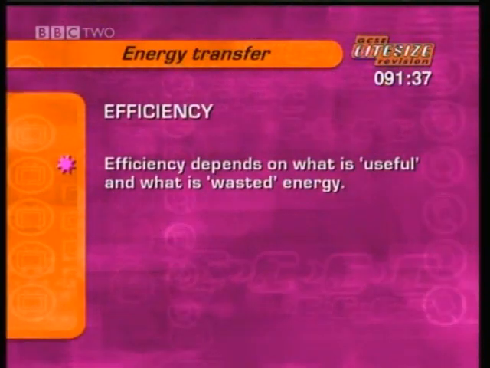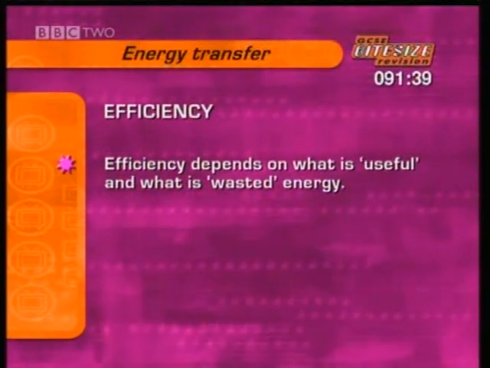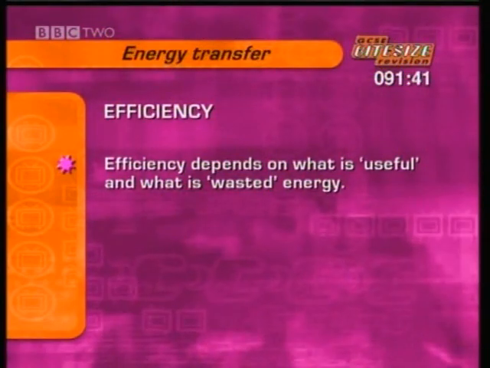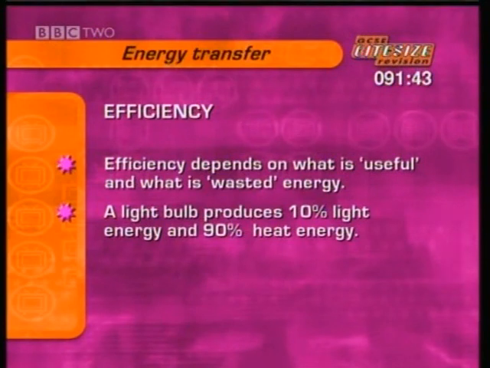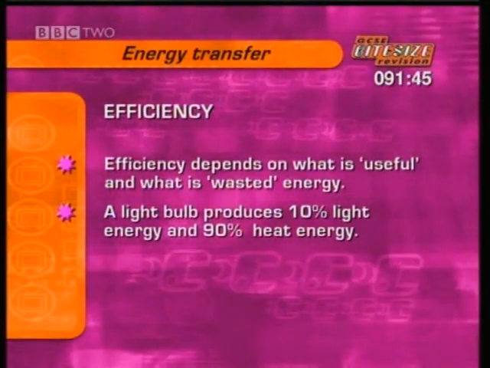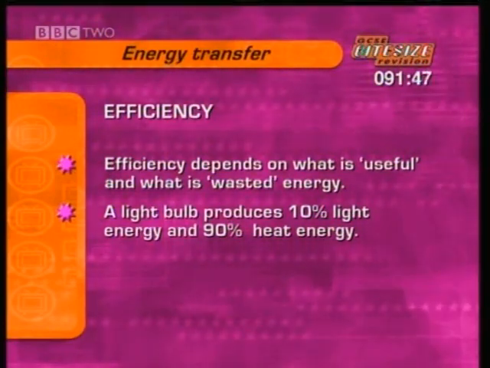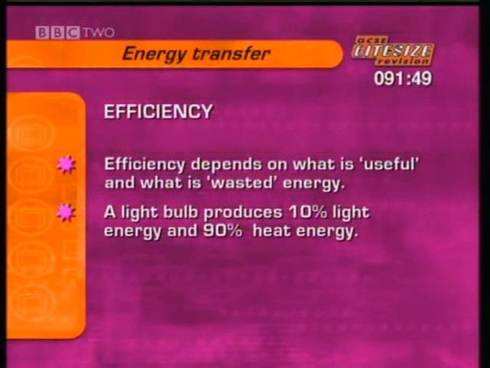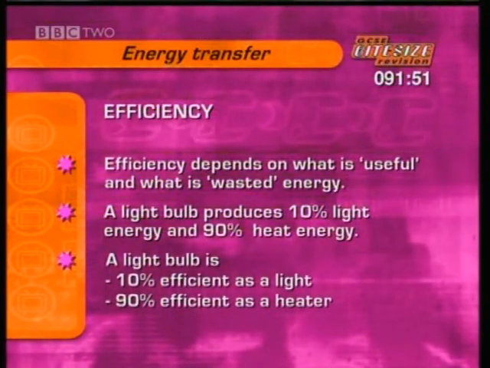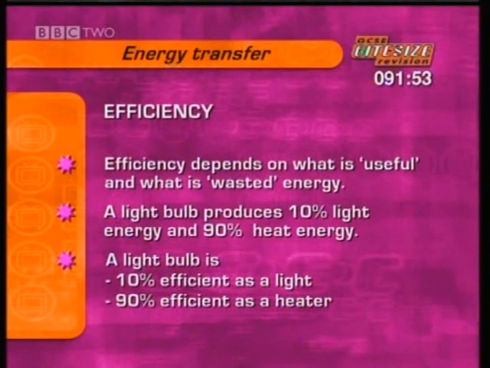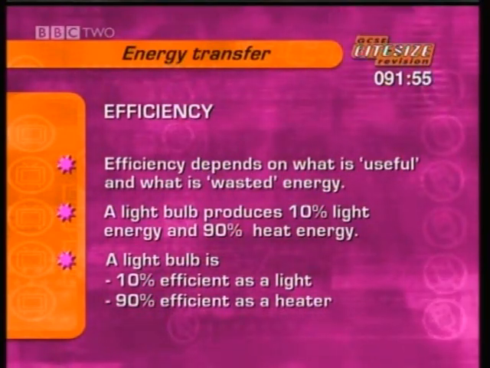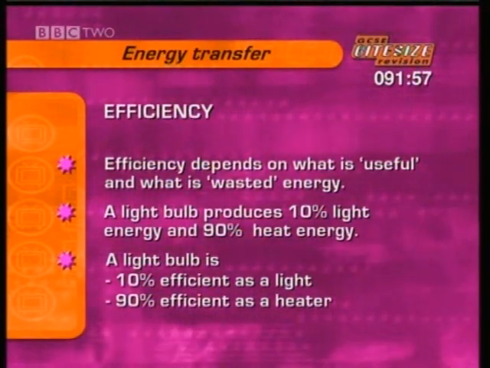Efficiency also depends on what you mean by useful energy and wasted energy. A normal electric light bulb produces 10% light energy and 90% heat energy. So as a light, which is what we want, it's a miserable 10% efficient. If we wanted it as a heater, it would be a fantastic 90% efficient.